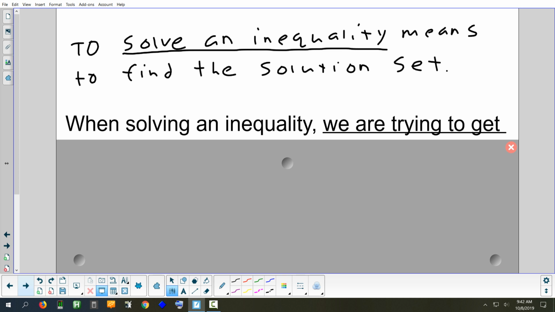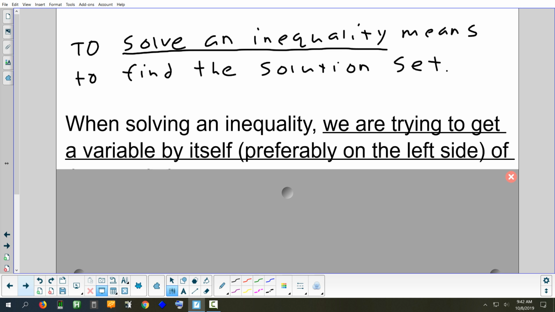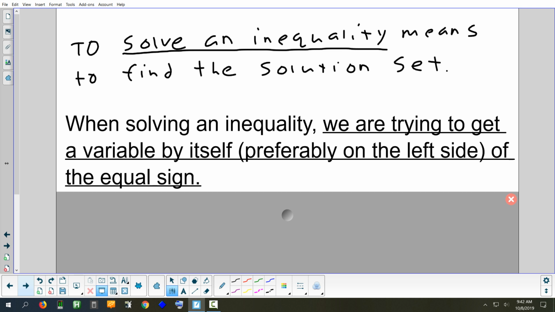All right. So when we are solving an inequality, what do you think we're trying to get by itself? Same thing we have to get by itself in an equation. Yeah, Lucas? The variable. The variable, yep. We're trying to get the variable by itself. And then I put preferably on the left side of the inequality.